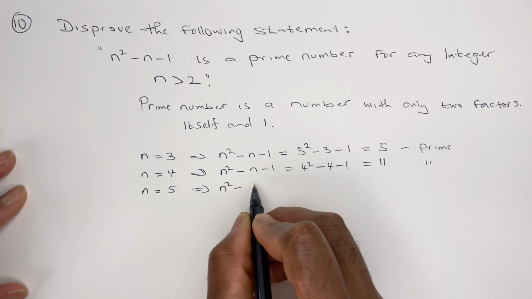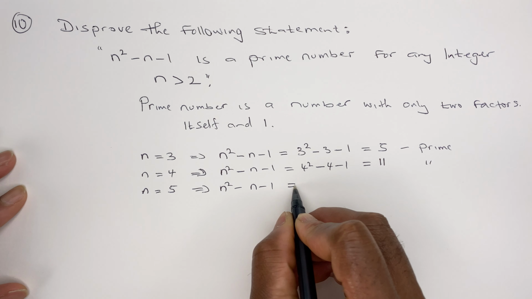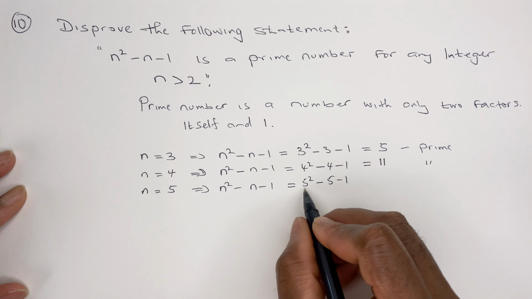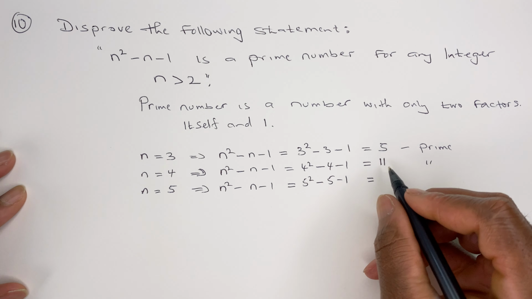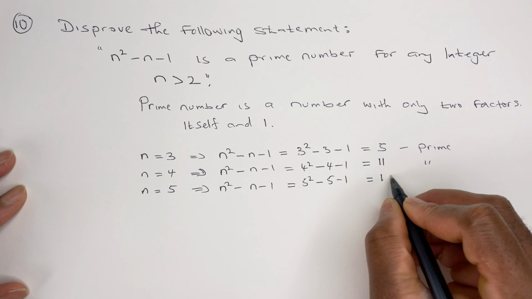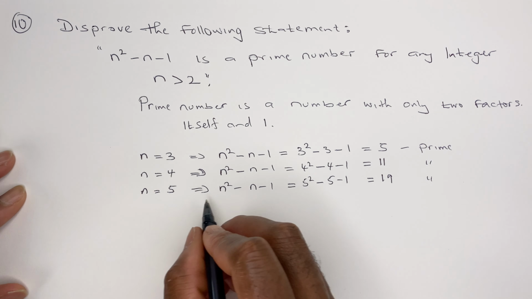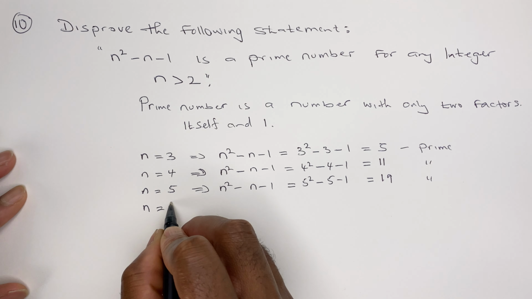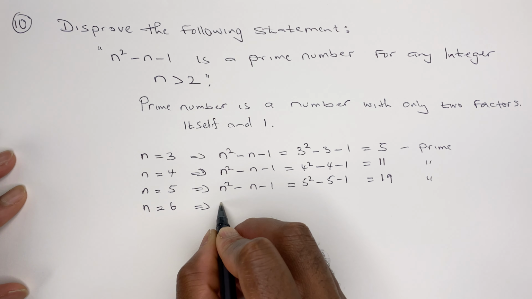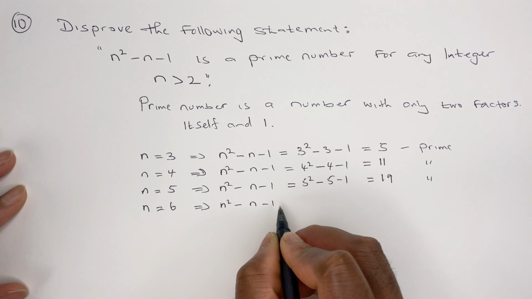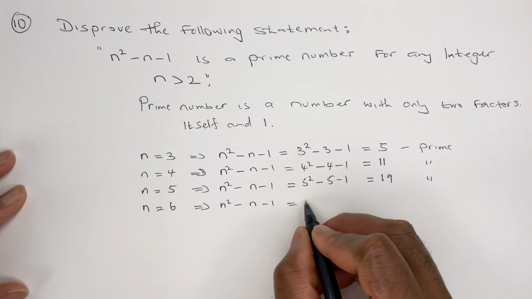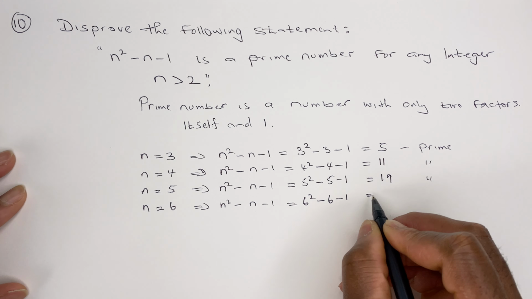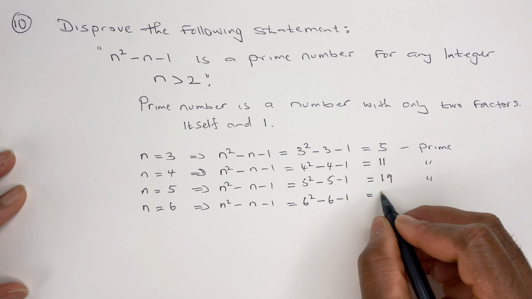What about n equals 5? We're using n squared minus n minus 1 equals 5 squared minus 5 minus 1, so that's 25 minus 6, and that would be 19. 19 is a prime number. And n equals 6. Again, n squared minus n minus 1. We're replacing n with 6. So it's 6 squared minus 6 minus 1. That will be 36 minus 7, which should be 29.